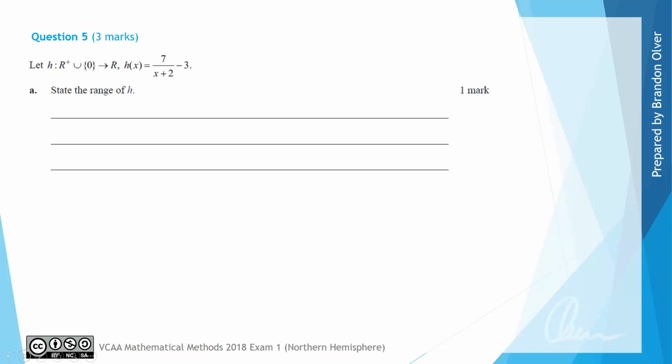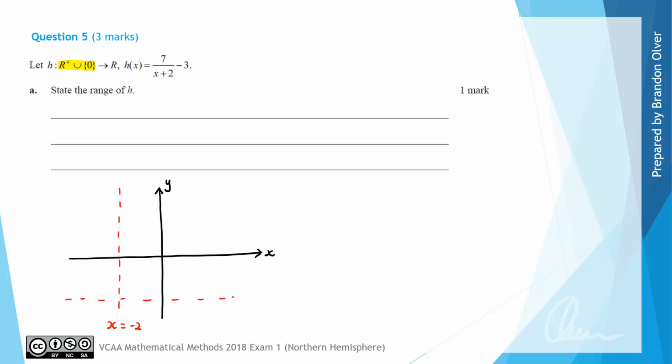The range of h is going to be affected by the domain, which is the positive reals union with 0. So to help answer this question, we're going to sketch a quick graph of the function h. If the function wasn't restricted, it would have an asymptote at x equals -2, since that's when the denominator cannot equal 0. And the -3 tells us that the horizontal asymptote occurs at y equals -3. If it wasn't restricted, we'd have a graph that looks something like this.